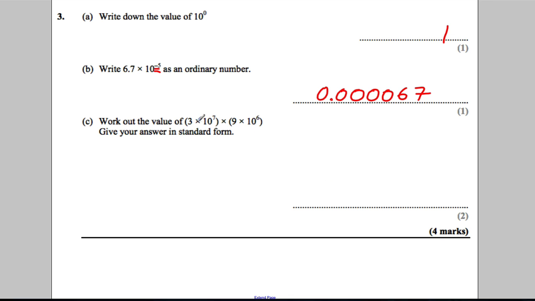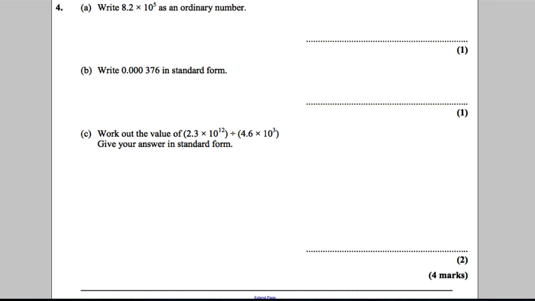Work this out. Well, 3 multiplied by 9 is 27. 10 to the 7 multiplied by 10 to the 6 is 10 to the 13. That has to be between 1 and 10. Make it 2.7 times 10. You've just divided by 10. You now need to increase this by 1, like that. 2.7 multiplied by 10 to the 14. Next one. Pause, have a go. I'll go through in 10 seconds.